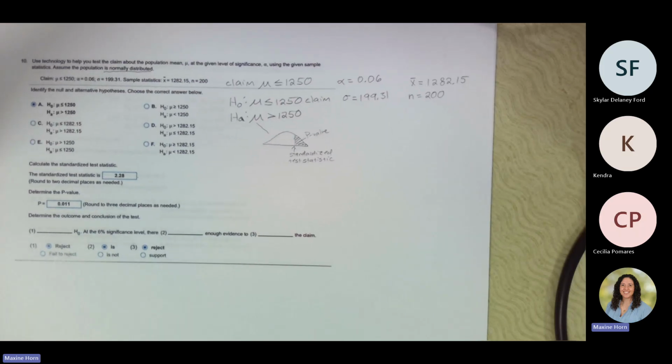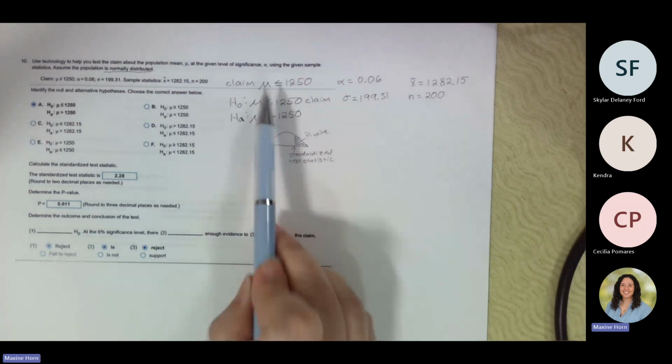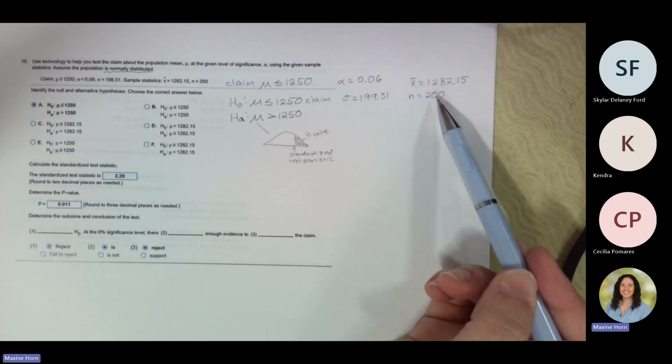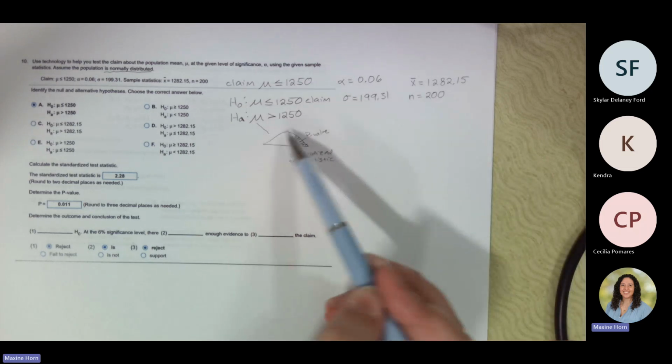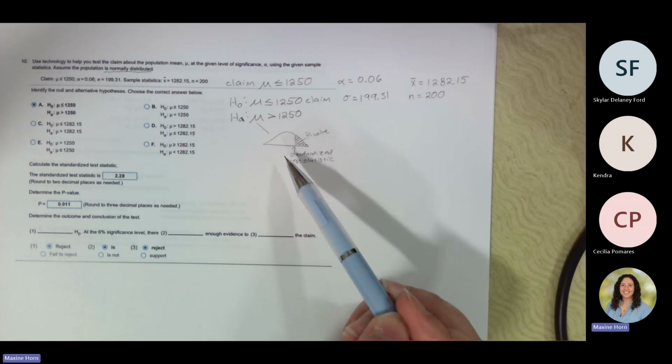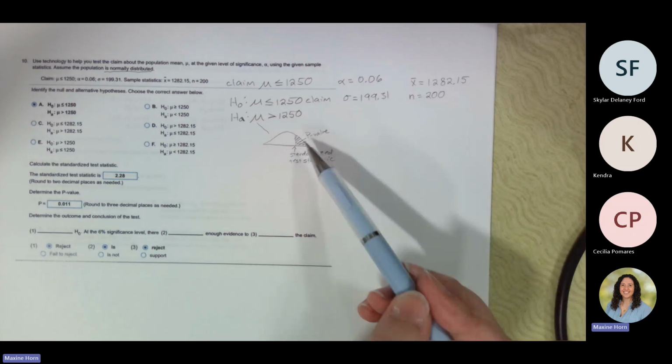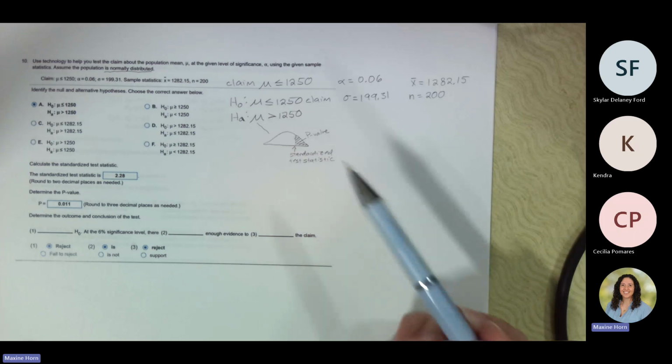Okay, so that's your first step all the time: get everything written down. Write your claim. Determine if your claim is your null or your alternative. Whichever one it is, find the other one. Write down all the other information they give you. Draw your distribution, draw your graph based on the alternative hypothesis. Remind yourself what these things are. You don't have to label them, I just like to. Okay, so now let's actually answer what this is asking for.